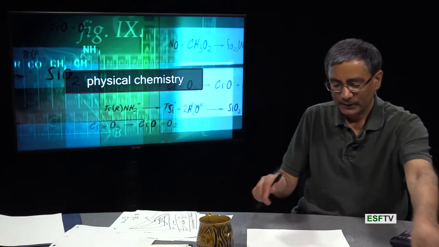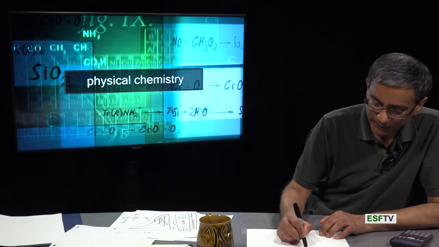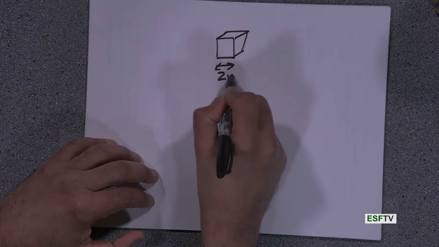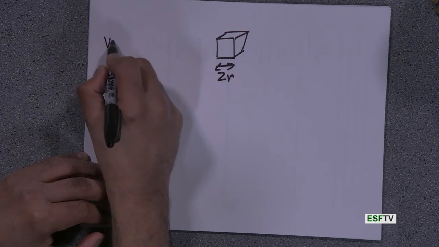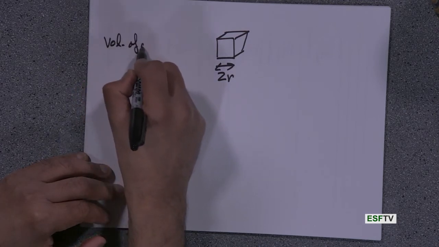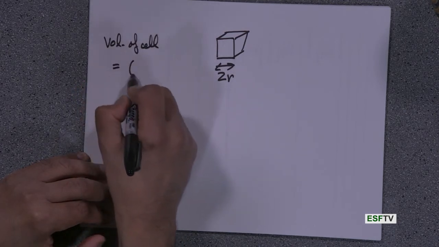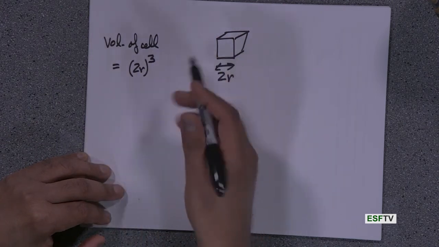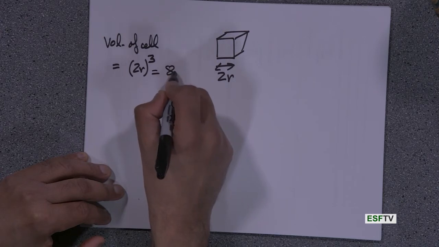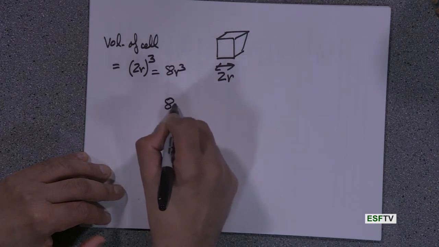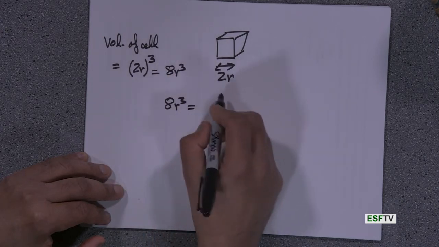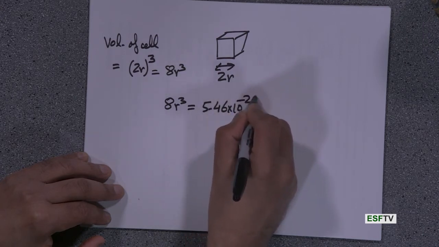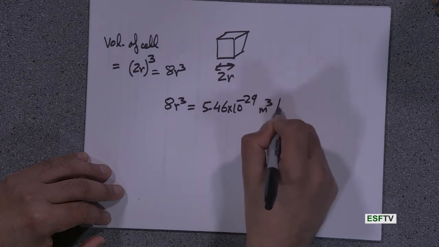Okay. If we have a cubical cell whose side is of length twice the radius of the molecule, the volume of the cell is (2r) to the power 3, right? 2r, 2r, 2r, that's the volume of the cube, 8 multiplying r cubed. So 8 multiplying r cubed becomes 5.46 times 10 to the negative 29 cubic meters per molecule.